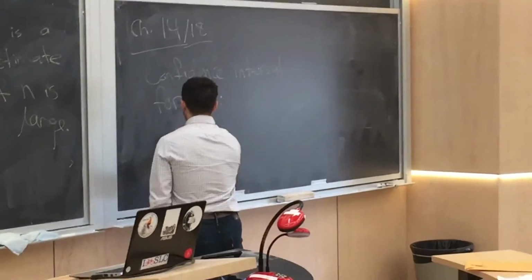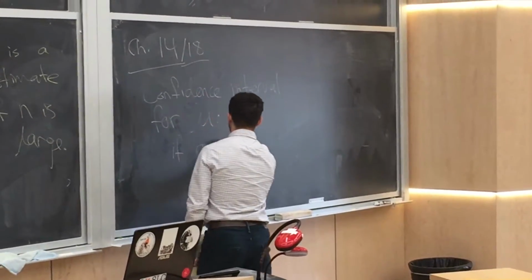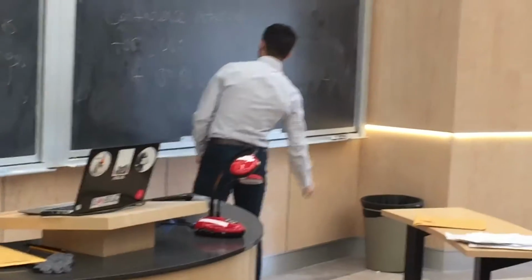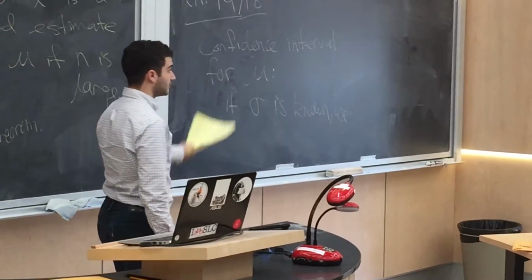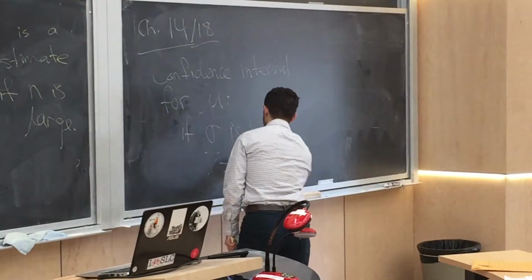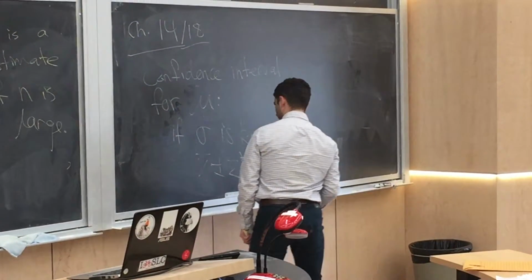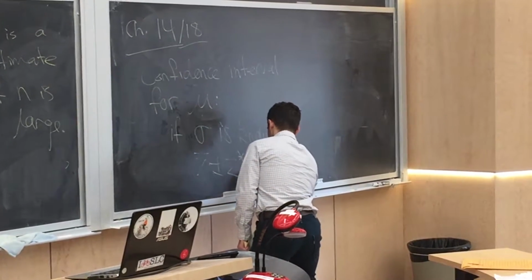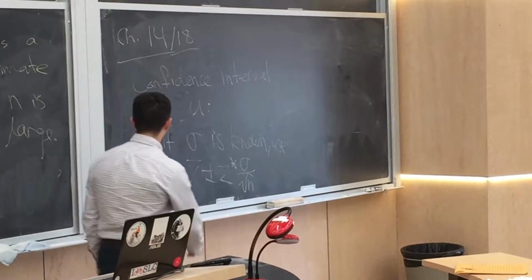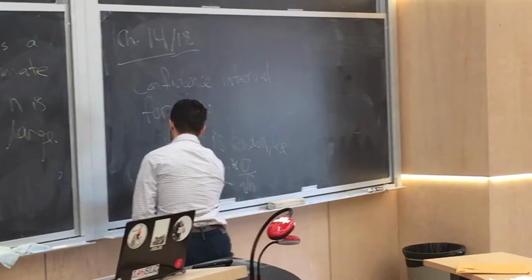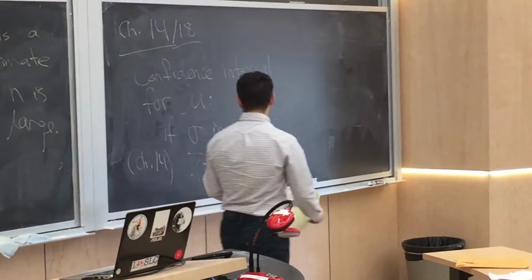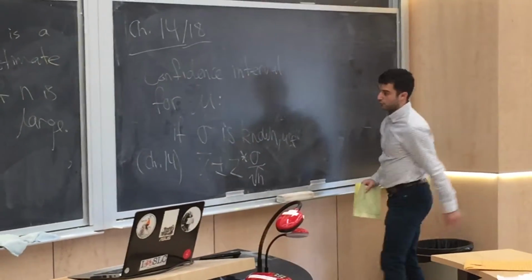So if sigma is known, then we use the one that we learned in chapter 14, which is x bar plus or minus z star times sigma over root n. So if sigma is known, we use this one with the z star.